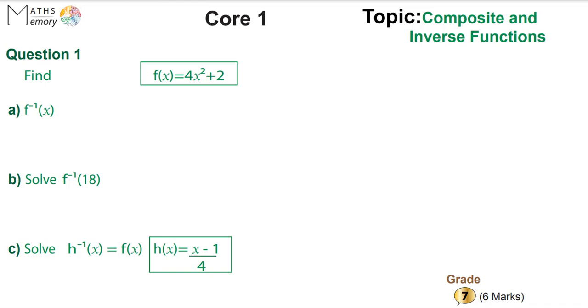Now, question 1, part A. Let's find the inverse function. This f to the power of minus 1 means inverse function of this function f of x, 4x squared plus 2. So there are 3 simple steps we're going to be showing you over here.